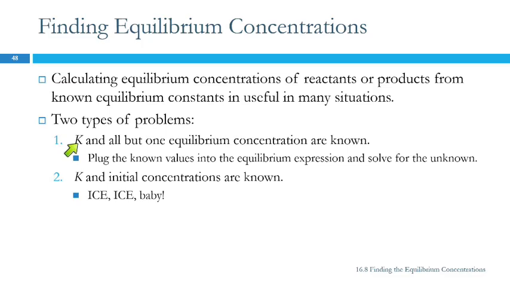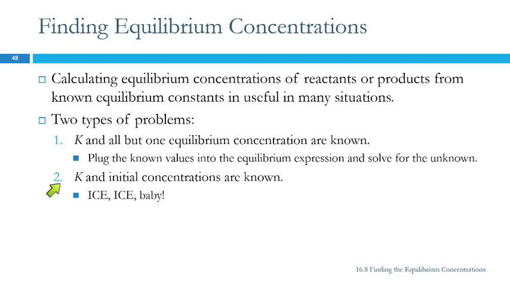The first is where we know the equilibrium constant, and we know all but one of the equilibrium concentrations. Well, we know everything except one. We plug the numbers in, we have one variable, we solve for it.